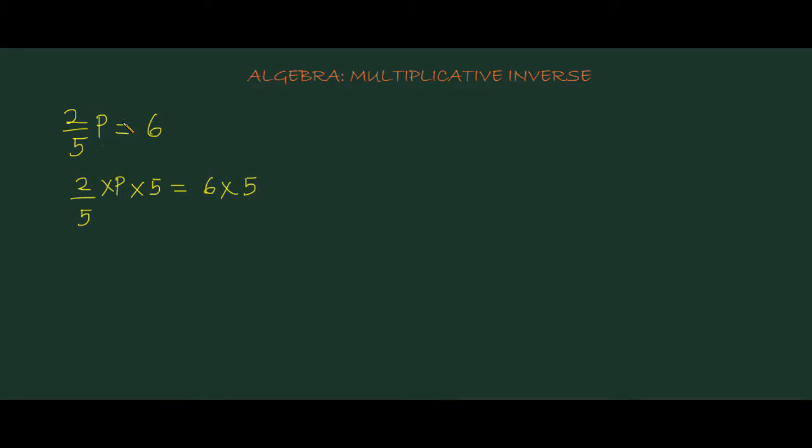So multiplying 5 to both sides, by doing that we can cancel out 5 on this side and we'll be left with 2 multiplied by p. That will be, we still have 2 multiplied by p is equal to 30.